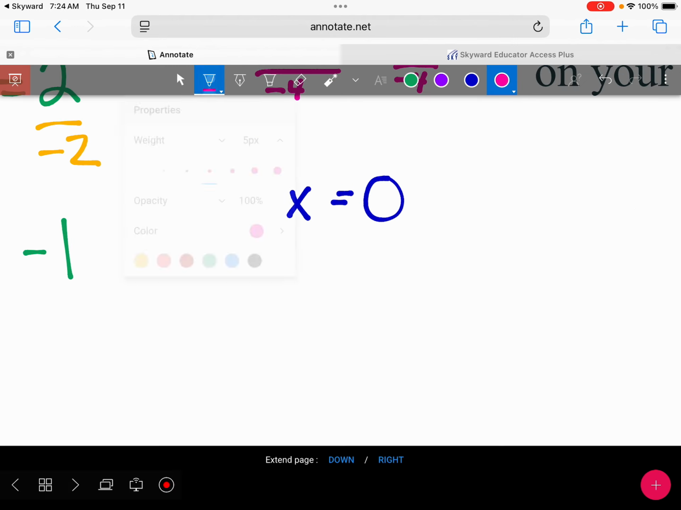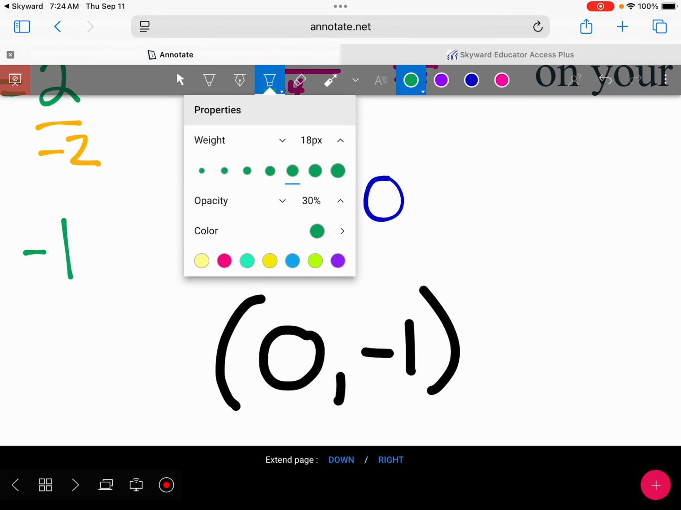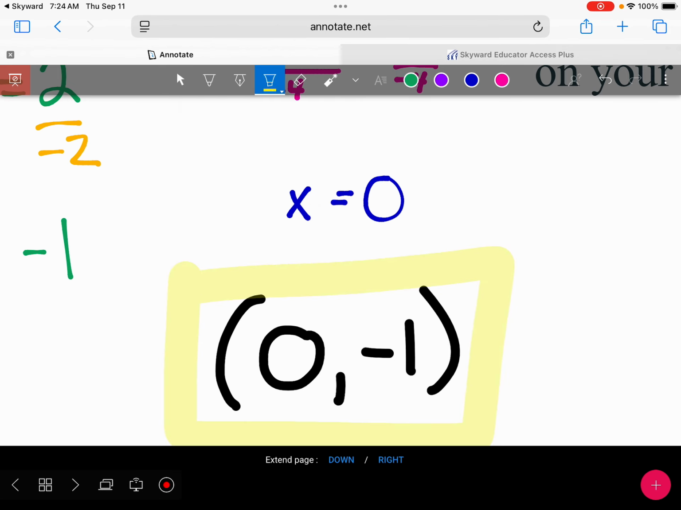That means my answer is the point 0, negative 1. This is my answer. We have to write it as an ordered pair. It's important. Questions?